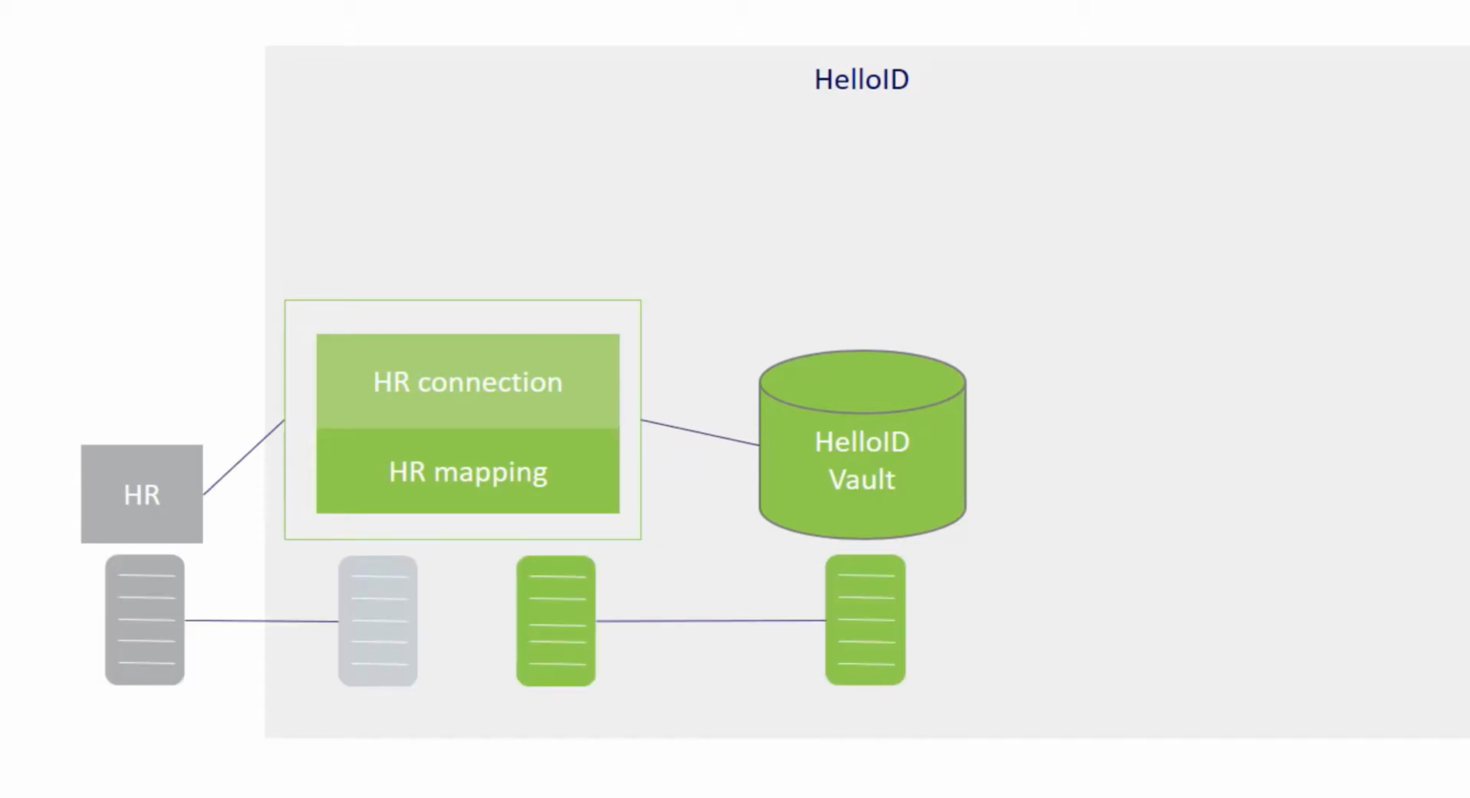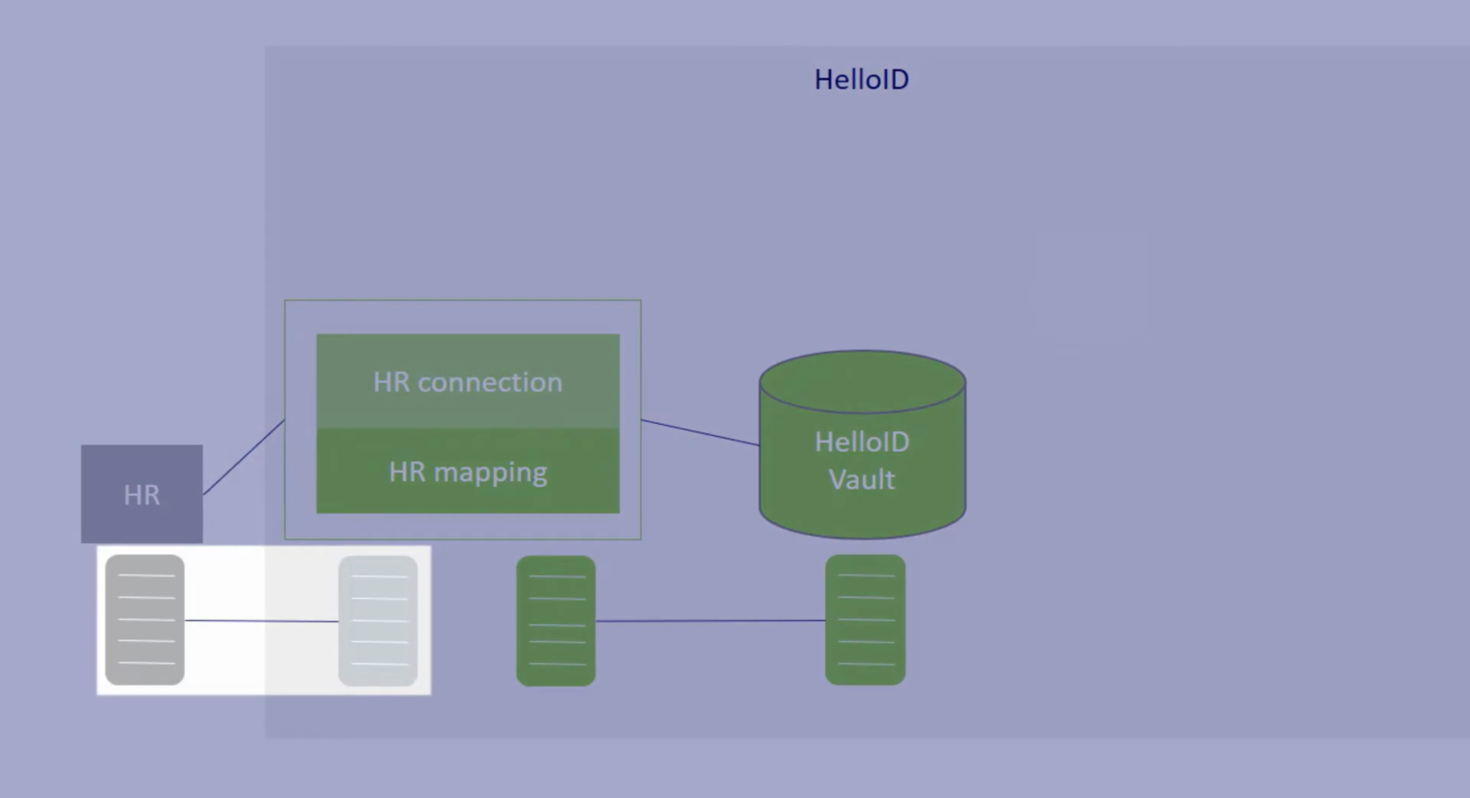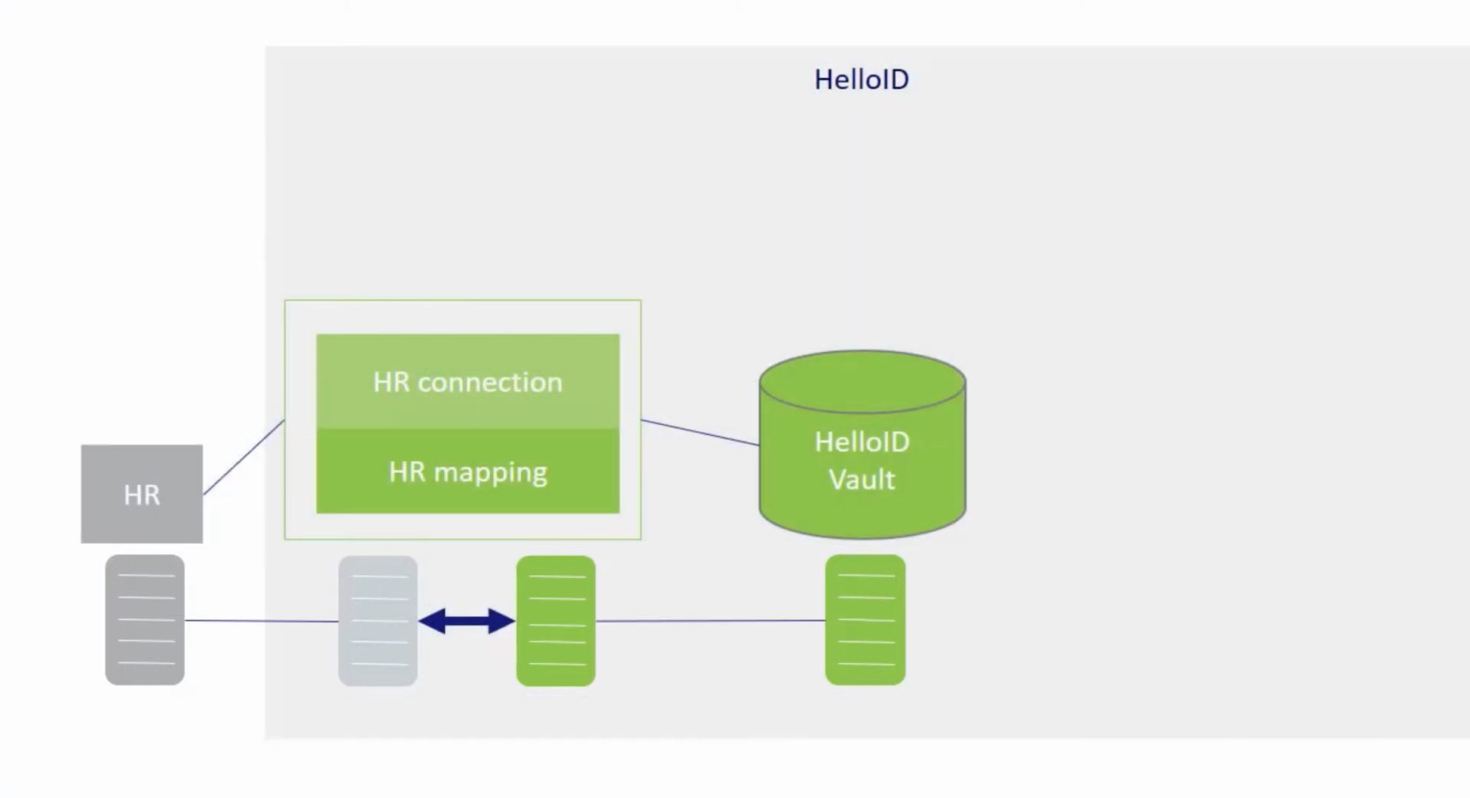Here's what it looks like. Based on the connection string, you retrieve information from HR and you can map that information to the Vault. Later on in this presentation, we will demo this mapping technology. It is an easy-to-use graphical interface to better help you see what information is going where from HR to HelloID. You can synchronize or execute this task.